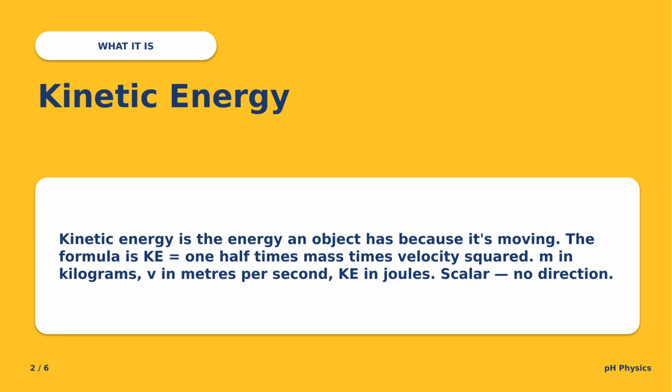Kinetic energy is the energy an object has because it's moving. The formula is kinetic energy equals 1/2 times mass times velocity squared. M in kilograms, V velocity in meters per second, kinetic energy in joules. It's scalar with no direction.